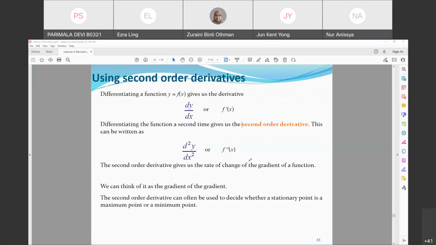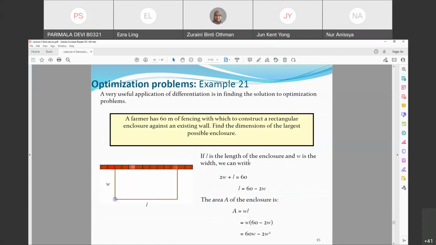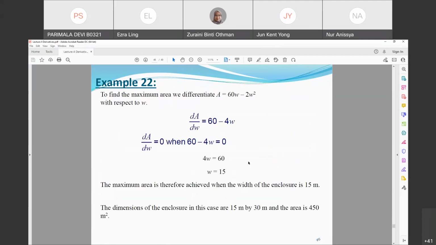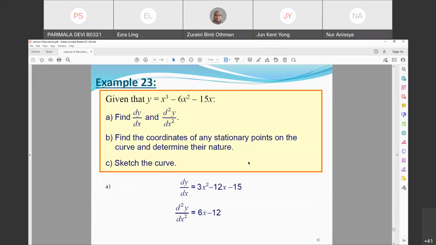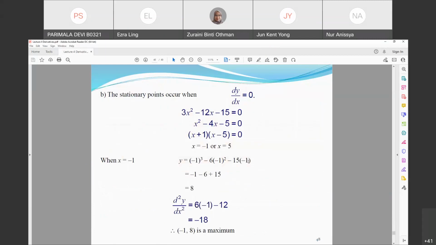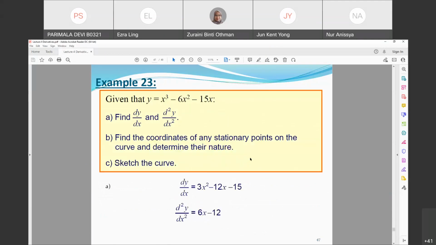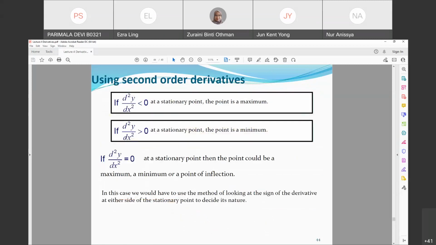Okay, kita tengok. Okay. Ni optimization. Sekejap. Macam ni. Contoh yang tadi apa? Second derivative tu. Okay, sekarang macam ni.